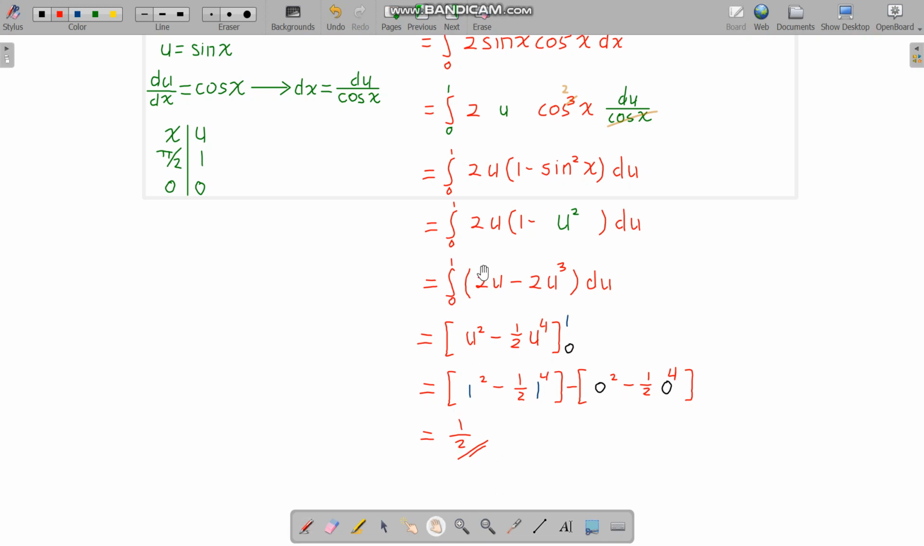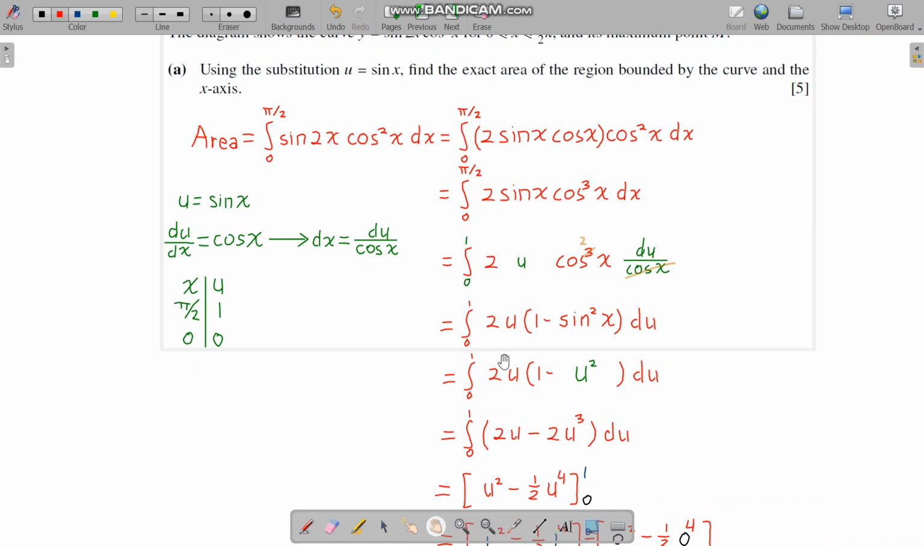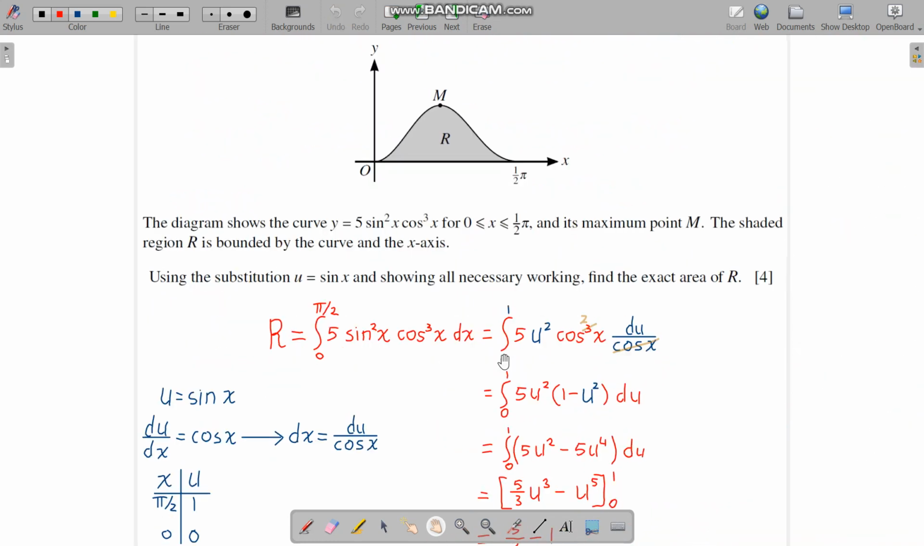Right, that's it for this substitution integration.